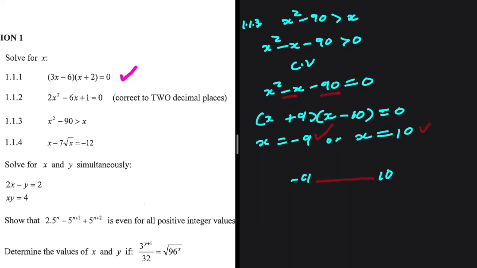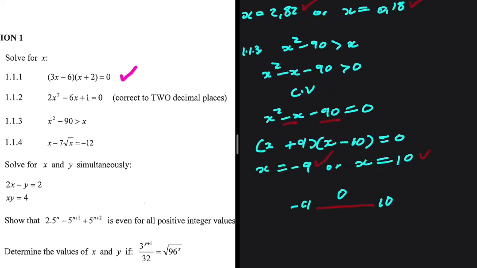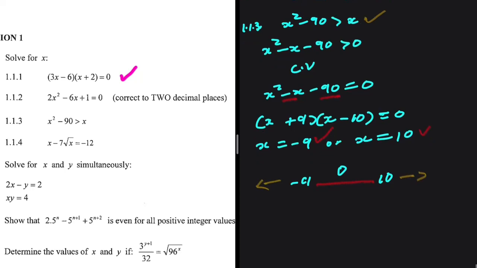What we can do, we can substitute 0 because it is a number between minus 9 and 10. If x squared minus 90 is greater than x is satisfied when we substitute 0, that means that all our answers lie between minus 9 and 10. But then if our inequality is not satisfied, then it will tell us that our answer does not lie between minus 9 and 10. We need x to be less than minus 9 and x to be greater than 10. So let's go ahead and find out.